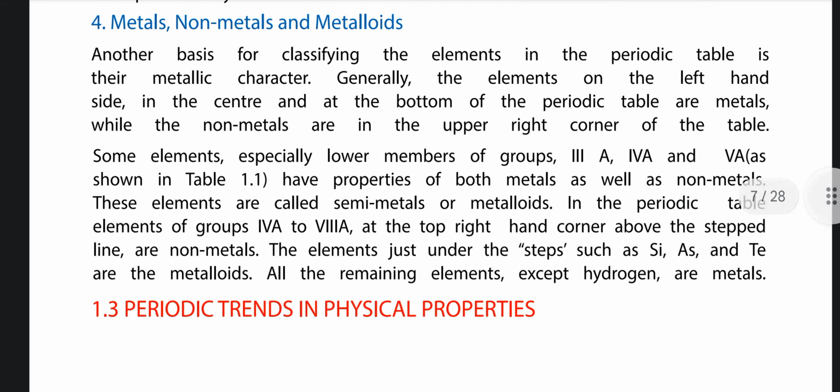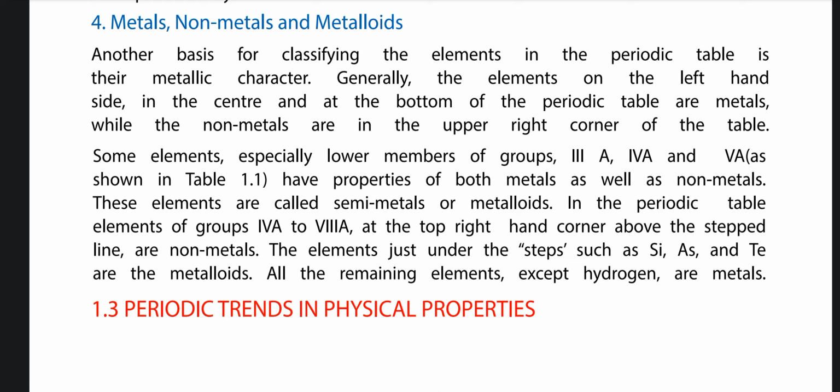Another basis for classifying the elements in the periodic table is their metallic character. Generally, the elements on the left-hand side, in the center, and at the bottom of the periodic table are metals, while the nonmetals are in the upper right corner of the table. Some elements, especially lower members of groups 3A, 4A, and 5A, as shown in table 1.1, have properties of both metals as well as nonmetals. These elements are called semimetals or metalloids in the periodic table.